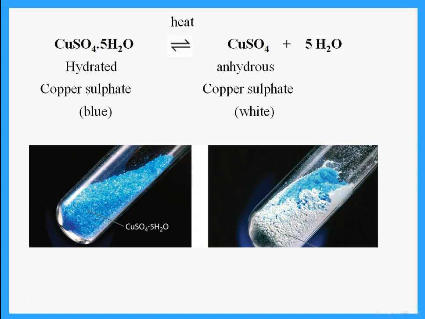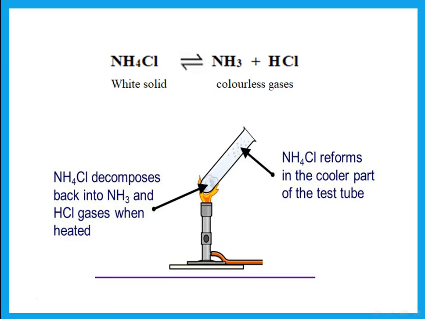Now, the anhydrous copper sulfate is white. If I add water to this white solid, it goes back and becomes blue because it becomes hydrated. You heat the blue hydrated, it becomes anhydrous. So this is another example of a reversible reaction.